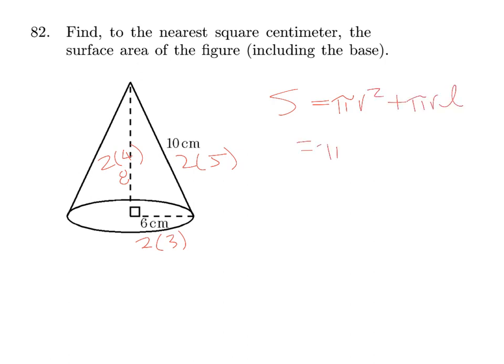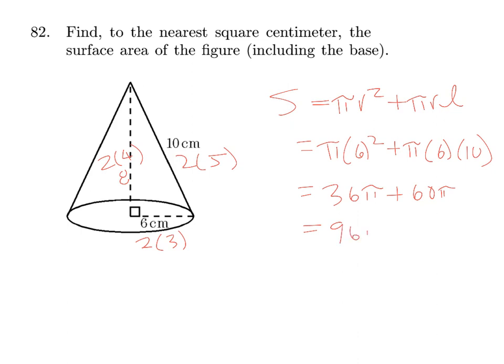I'm going to have pi r squared, r is 6, plus pi 6 times 10. Alright, so I have 36 pi plus 60 pi, which gives me 96 pi. I actually didn't need to figure out the height for this problem, but still good to know. So if I multiply 96 by pi, I get 302 centimeters squared.